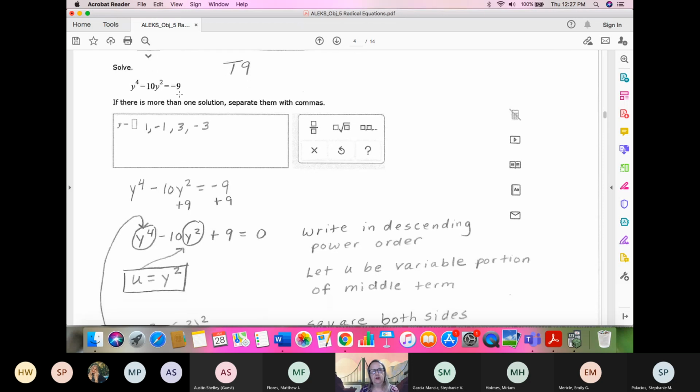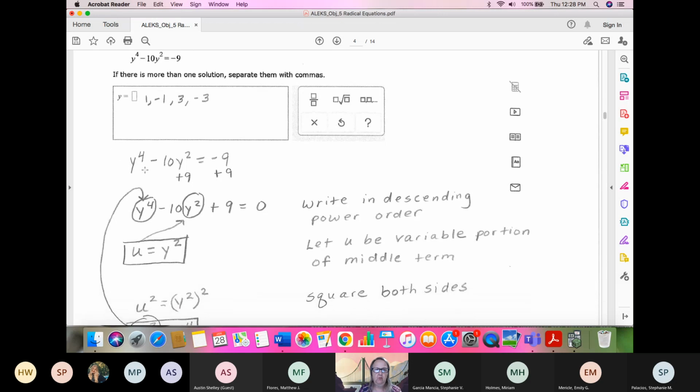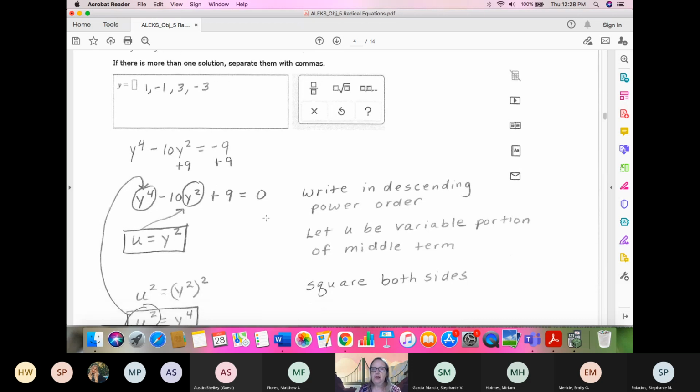And I see that there are 3 terms, so I'm going to do to this what I would do to a quadratic equation to get started. The opposite of negative 9 is positive 9, so let's add positive 9 to both sides. What do we get? We get y to the 4th minus 10y squared plus 9 equals negative 9 plus 9, which is 0. Feel free to unmute your mic and ask questions.